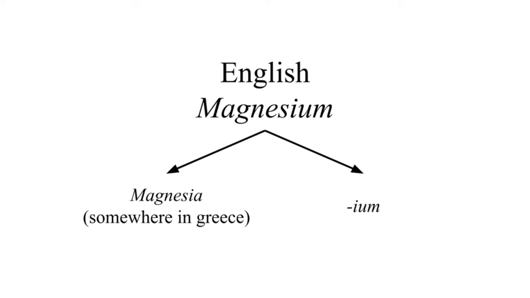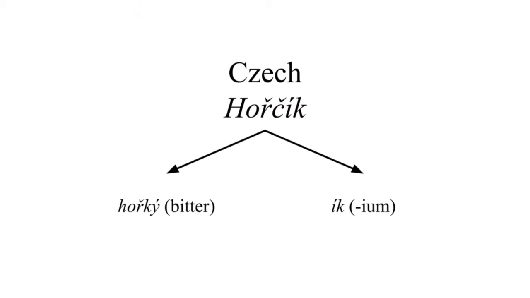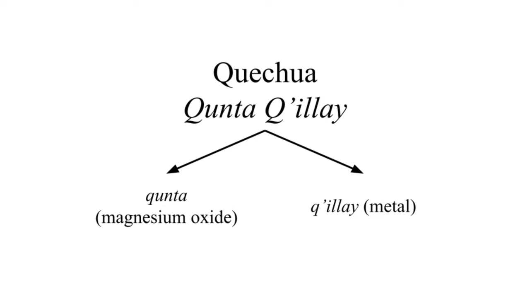Magnesium is universally loaned because it's named after a place, but the Western Slavic languages sort of had a craze in the late 18th century where they came up with their own unique names for these elements, so Czech and Slovak use a word derived from bitter. Maori calls it foreign metal, so I guess you can calque a place name, and Quechua uses this term, kunta kilai. Kilai means metal, and kunta means magnesium oxide, a naturally occurring chemical that goes by a variety of names in English.